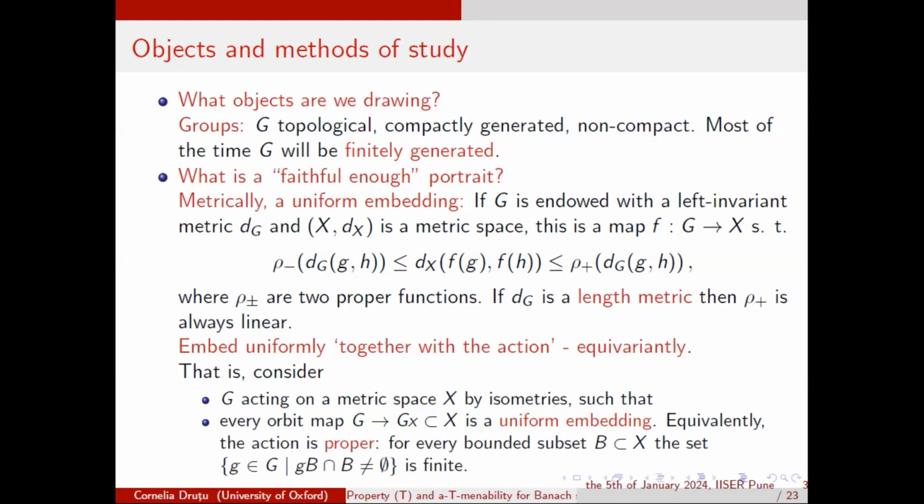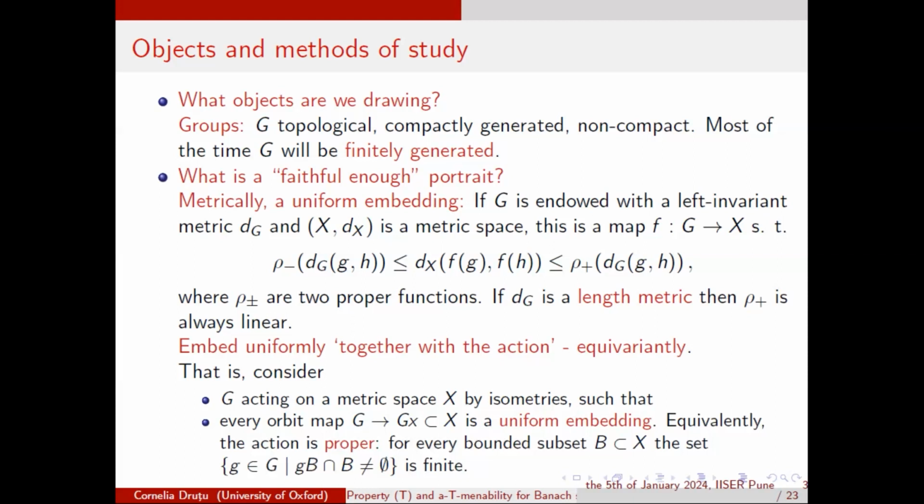An equivalent way of stating exactly the same thing is we want the group to act on the metric space, and we want the action to be proper in the usual sense. If you look at a bounded set and its translates, the number of translates that intersect the initial bounded set should be finite, and the number of elements doing it should be finite as well.